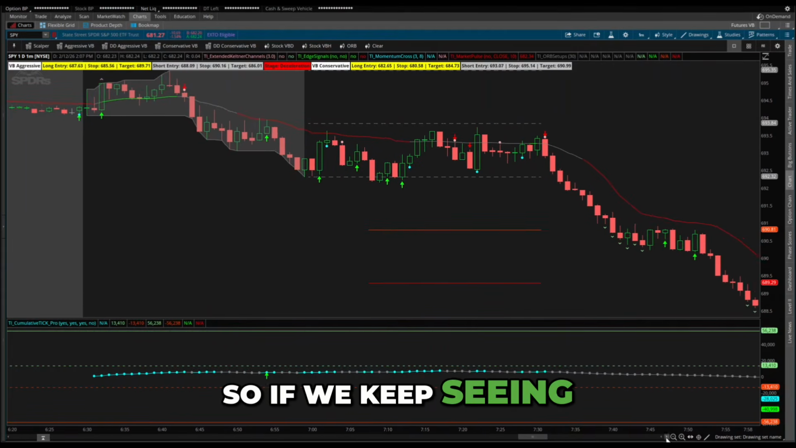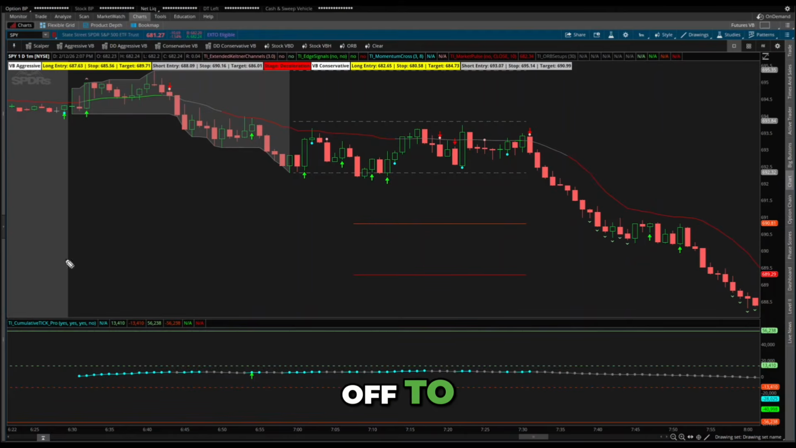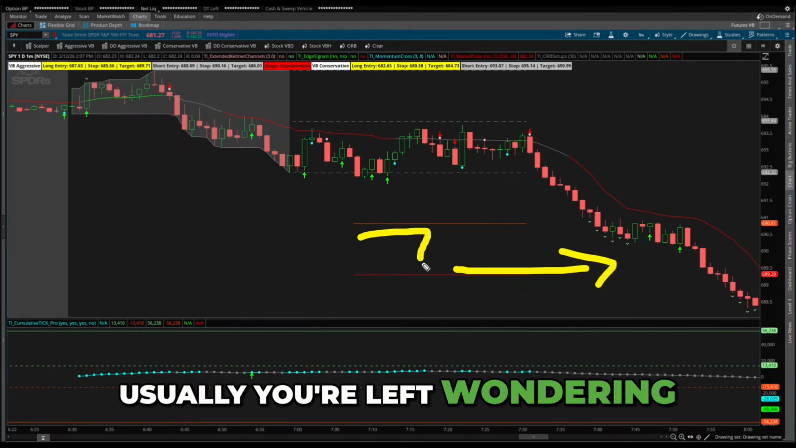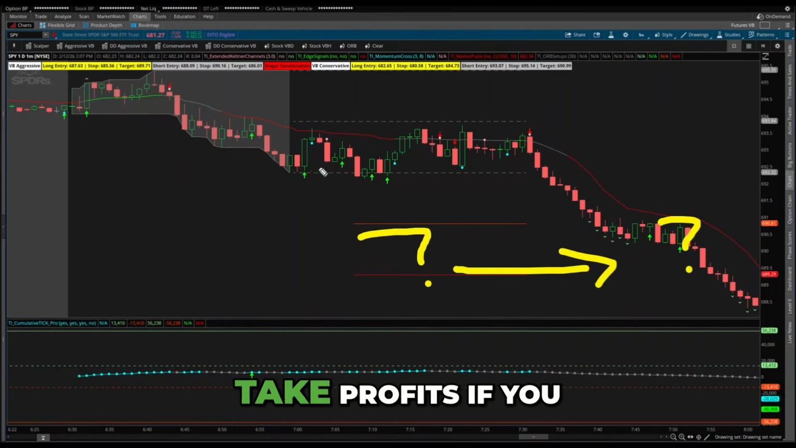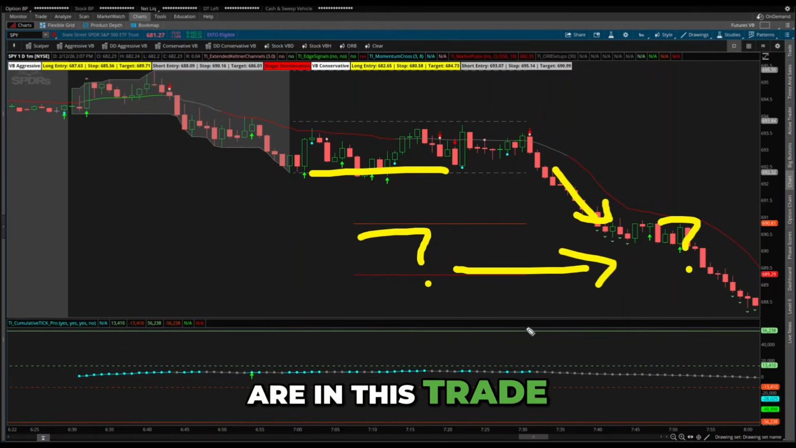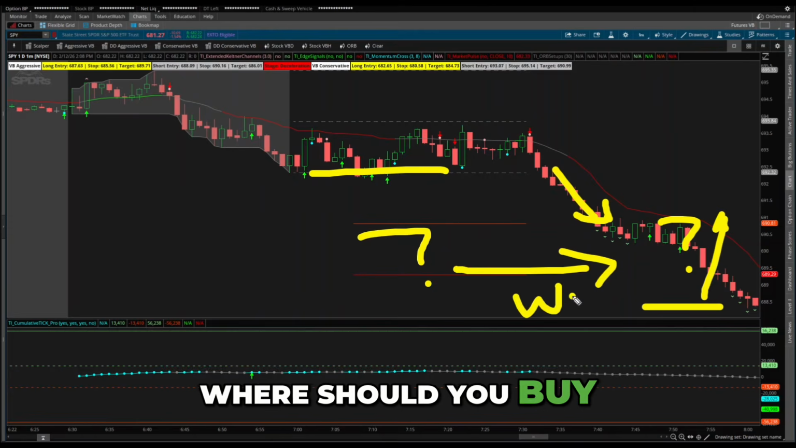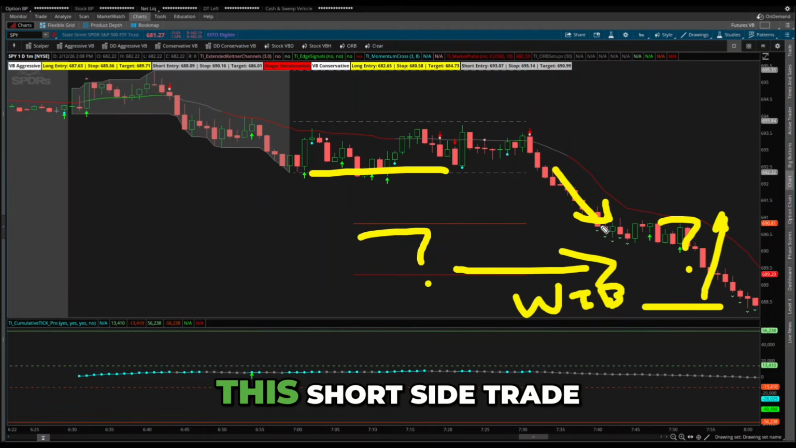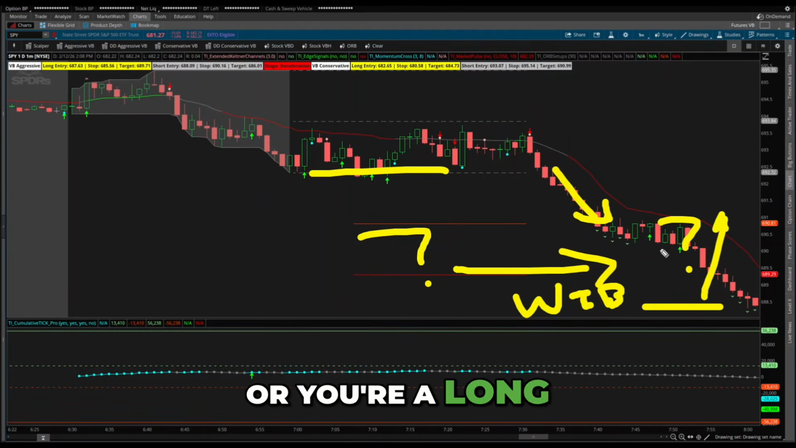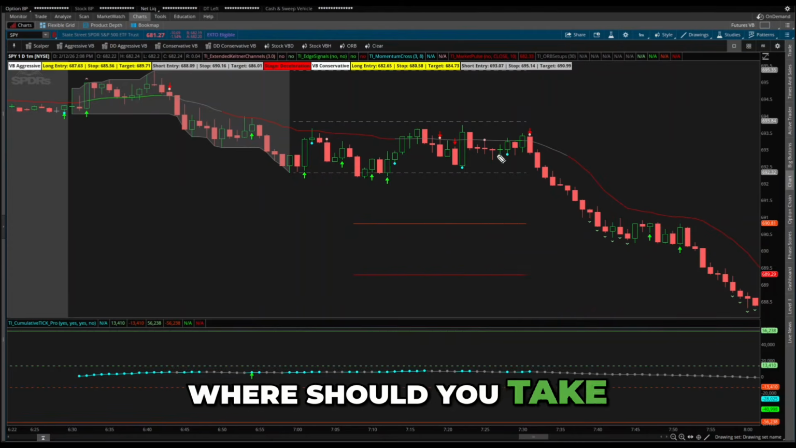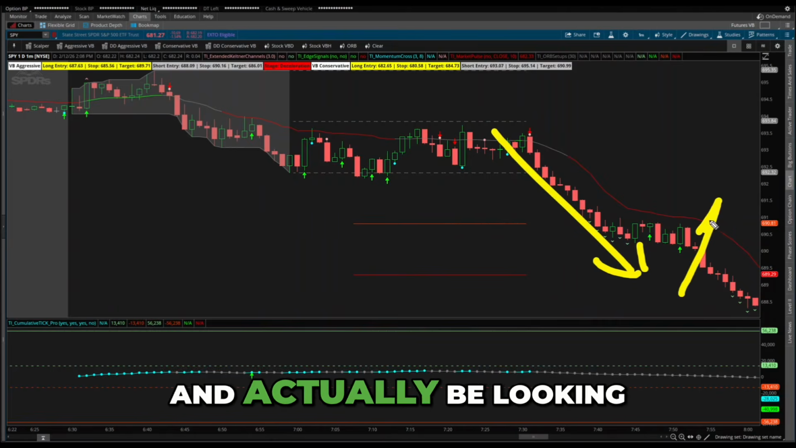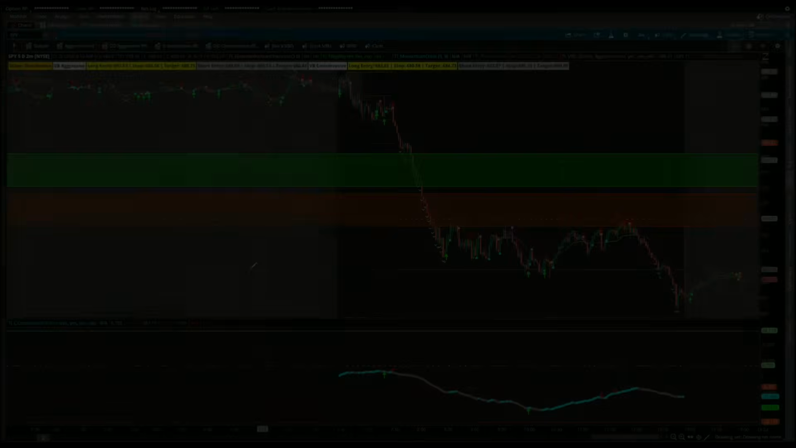So if we keep seeing where the S&P sells off to, usually you're left wondering, where do you either A, take profits if you are in this trade, or B, take advantage for looking for a long side entry. Where should you buy if you missed either this short side trade or you're a long side trader only? Where should you take advantage of this volatility and actually be looking at buy side entries?